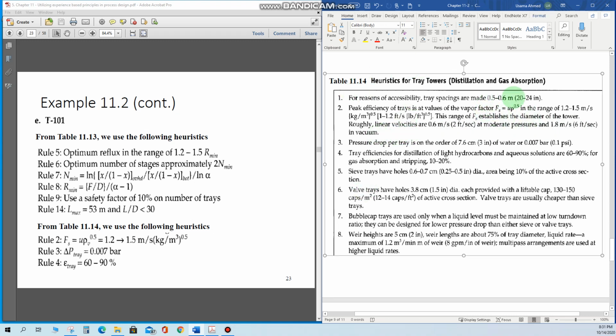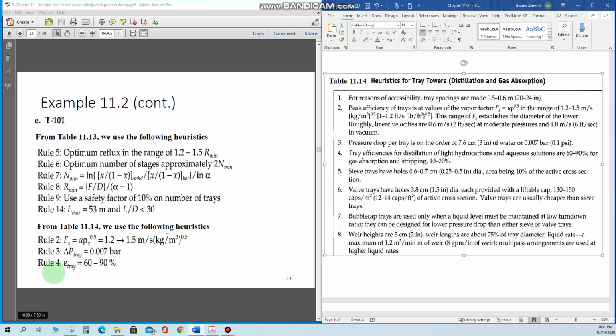So we have to use this equation for the vapor factor to estimate the vapor factor and estimate the velocity or the density. Then rule number 3 states that the pressure drop per tray is on the order of 7.6 centimeter of water, or 0.007 bar. So the delta P per tray will be equal to 0.007 bar.